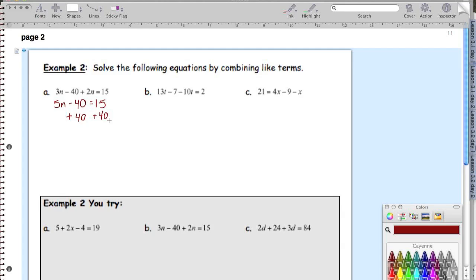Add 40 to both sides, and 5n comes down. On the right side I get 55. Divide by 5, divide by 5, n is equal to 11.